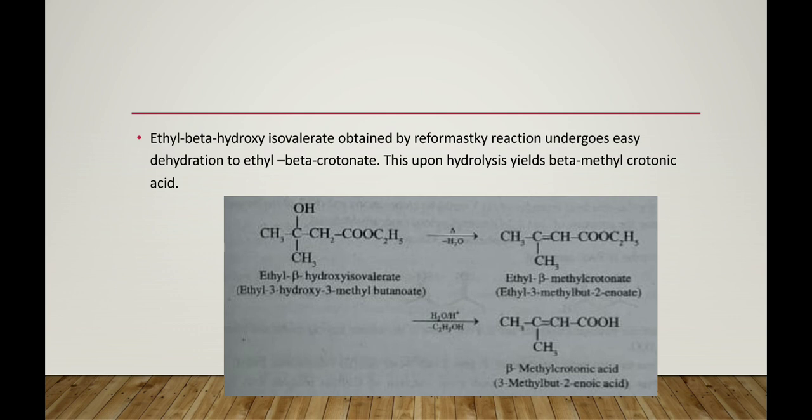Ethyl beta hydroxyisovalerate obtained by the Reformatsky reaction undergoes easy dehydration to ethyl beta-methylcrotonate. This upon hydrolysis yields beta-methylcrotonic acid.